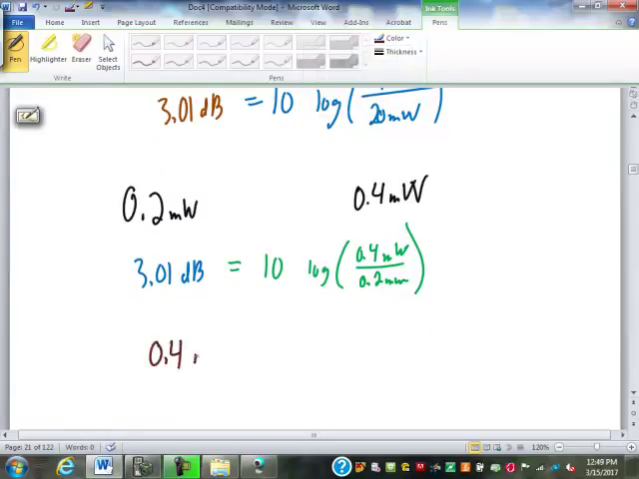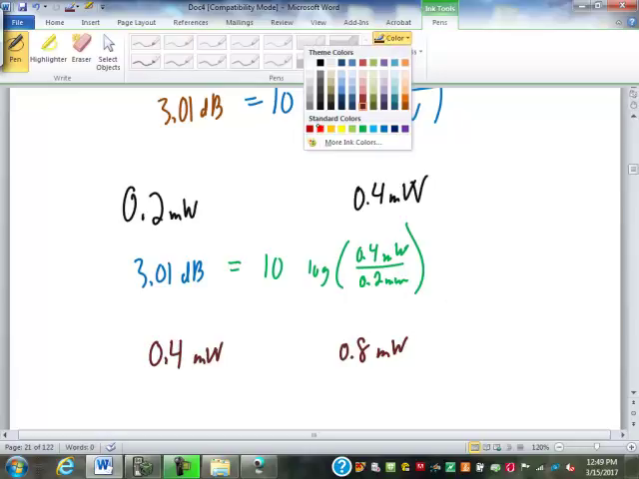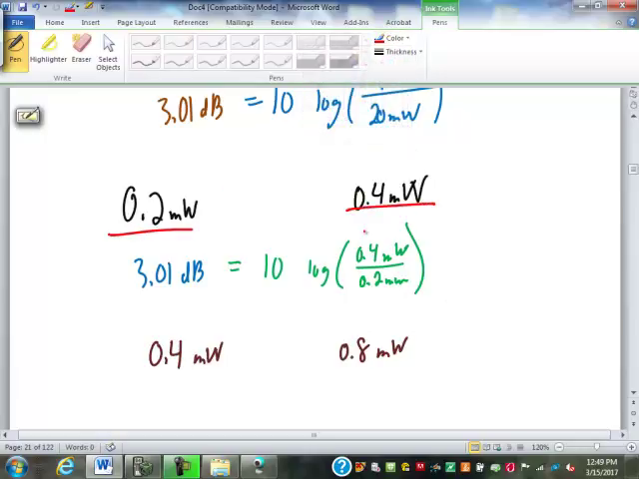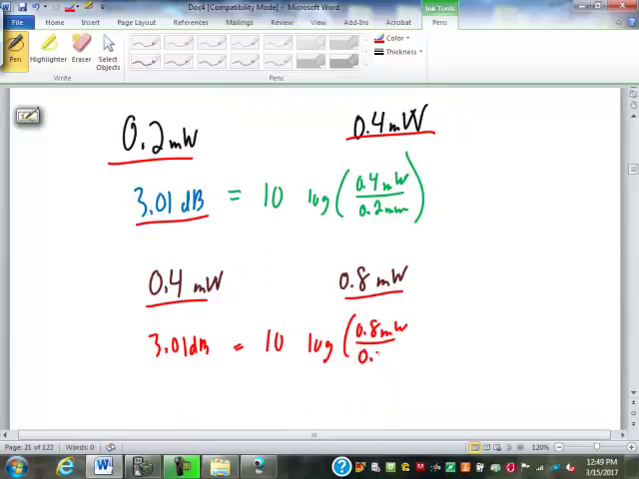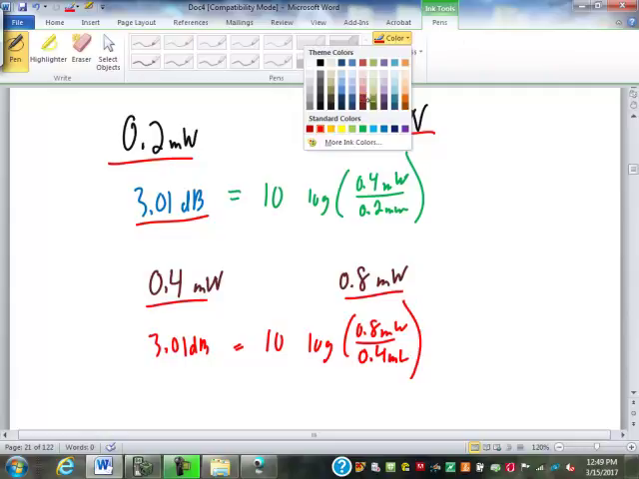We go from 0.4 to 0.8. We just went from 0.2 to 0.4, and that was 3.01. 0.4 to 0.8 is still going to be 3.01, because it once again doubled. Careful. It's four times, it's six.